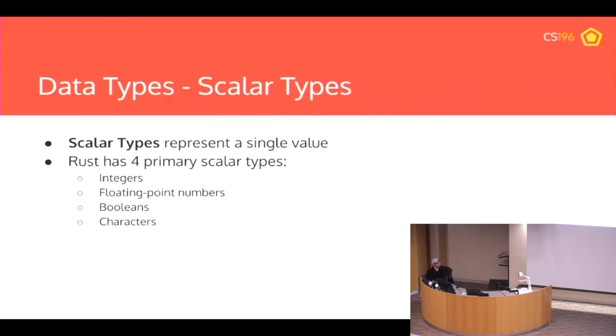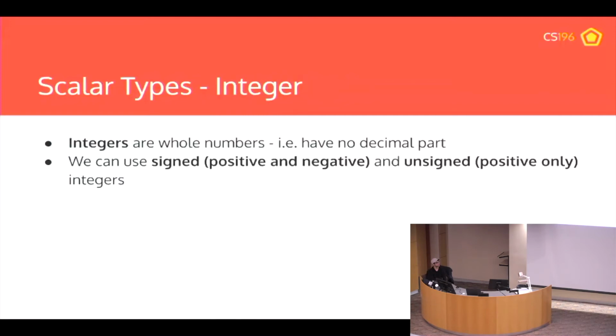So there are scalar types and compound types. Let's talk about scalar types first. Rust has 4 primary scalar types: integers, floating point numbers, booleans, and characters. Scalar types are variables that hold one value. That's it. Let's start with an integer.